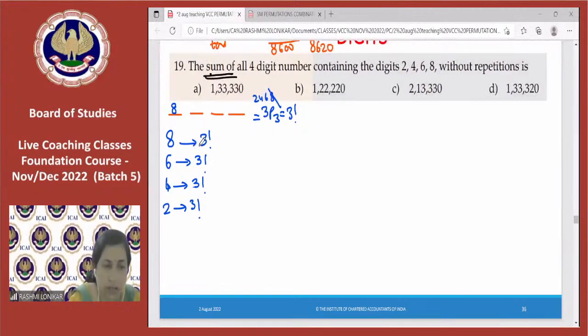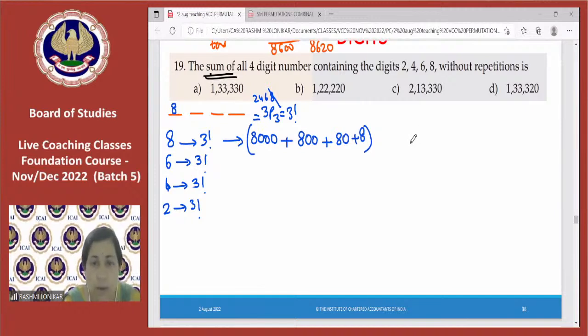Now, if this is in the thousand place, I have 3 factorial, so on and so forth. So you may have fixed 8 in the thousands place, or you may fix it in the hundreds place, or you may fix it in the tens place, or you may fix it in the units place. How many of these will you have? You will have them as 3 factorial. So 3 factorial ways, numbers are there in which you can have this arrangement. Okay.